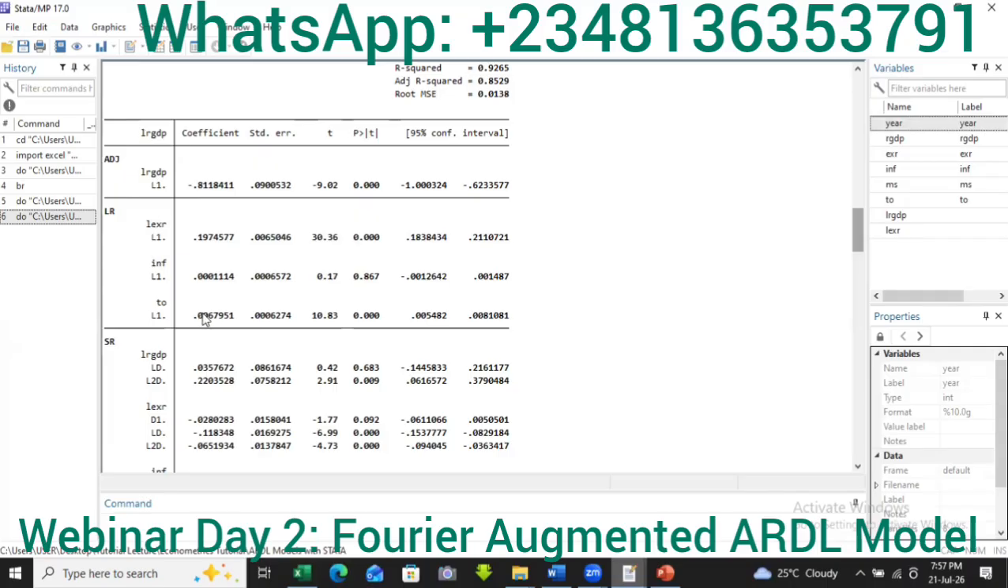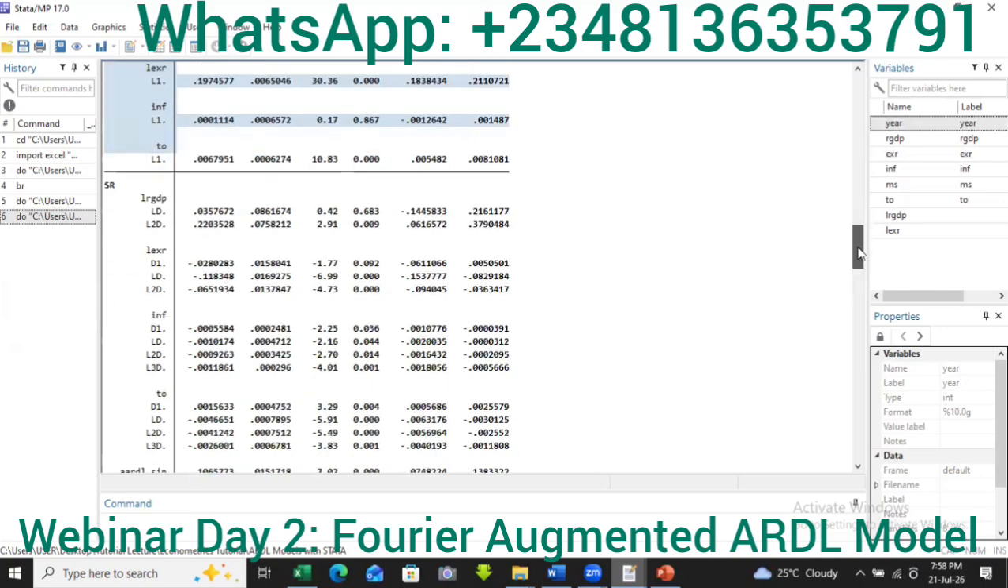So when we multiply this 0.06 by 100, we are going to have about 0.67% or 0.68%. Meaning that a 1 percentage point increase in trade openness will lead to about a 0.68% increase in real GDP. Let me take that again. If there is a 1 percentage point increase in trade openness, it will lead to about a 0.68% increase in real GDP in the long run. So we are able to interpret the long-run coefficients.